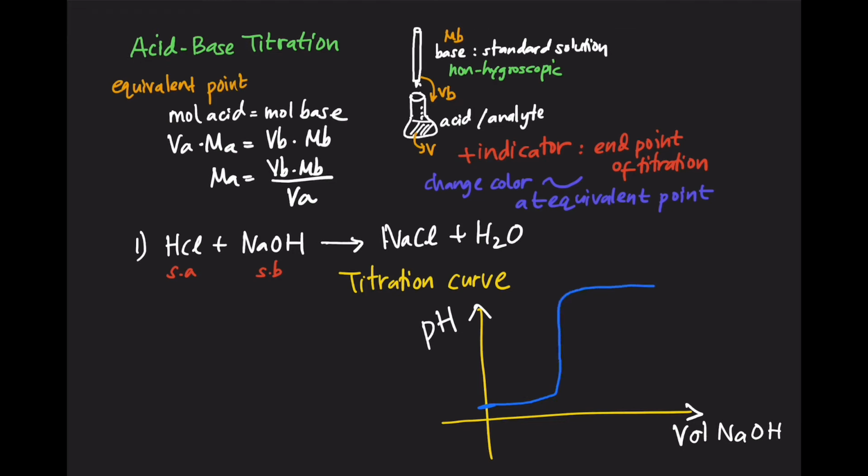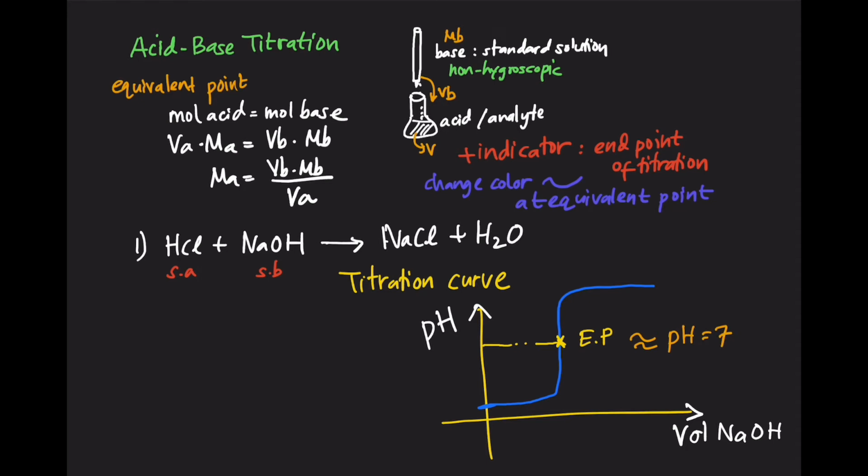The point here is called the equivalent point. This is the point, or the pH, where the mole of the acid is going to be exactly equal to the mole of the base. And for this system, normally the equivalent point will be achieved around a pH of 7.